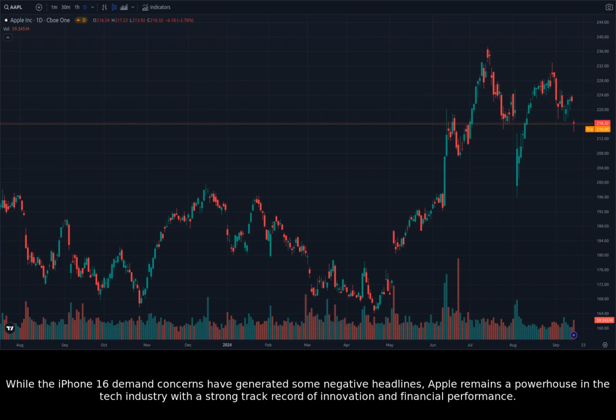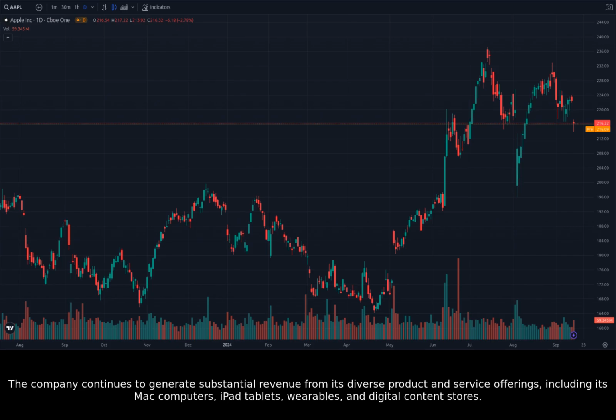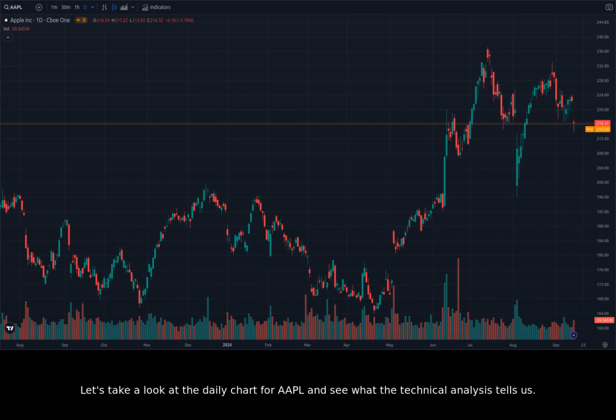While the iPhone 16 demand concerns have generated some negative headlines, Apple remains a powerhouse in the tech industry with a strong track record of innovation and financial performance. The company continues to generate substantial revenue from its diverse product and service offerings, including its Mac computers, iPad tablets, wearables, and digital content stores. Let's take a look at the daily chart for Apple and see what the technical analysis tells us.